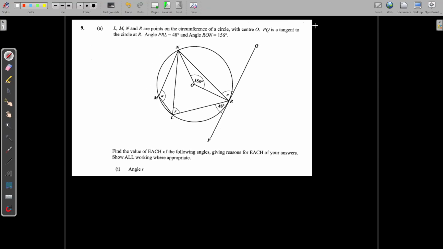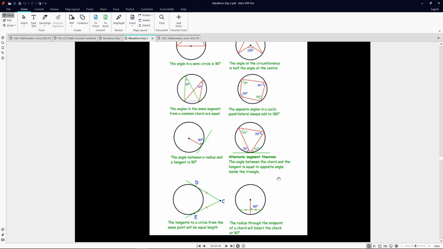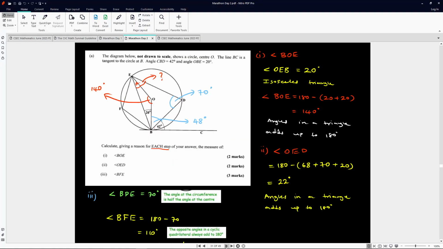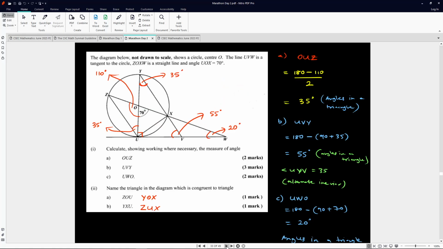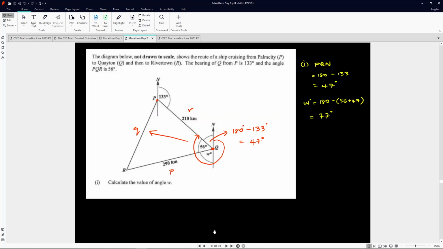Right, so this is 2023. This one says L, M, N, and R are points on the... This question seems familiar. It's not one that we did.